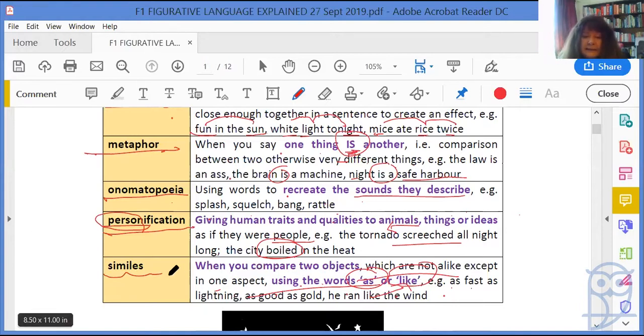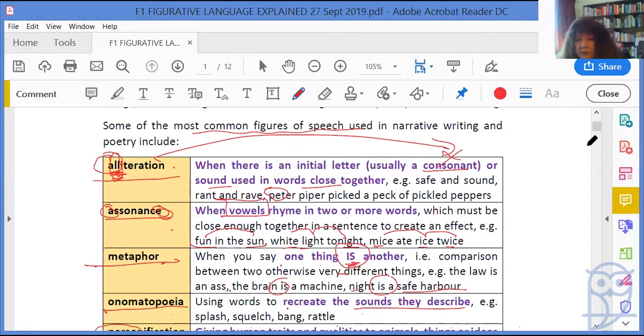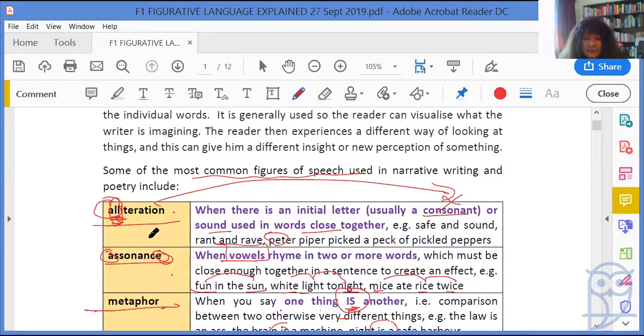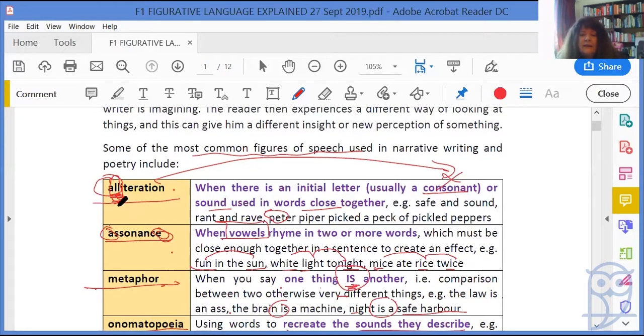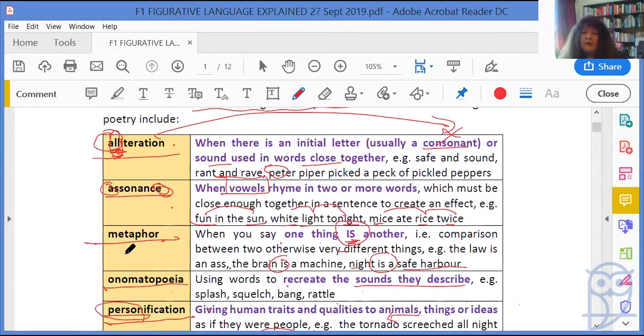So those are the 6 most common ones that you need to know, because there's quite a lot of them really. But if you know these ones, you will not lose marks. We've got alliteration with the consonant sound. It's got the consonants there at the beginning of the word, a double L. We've got assonance, which is the vowel sound that you have to recognize in the words, beginning and ending with a vowel. You've got a metaphor, when you say one thing is another.